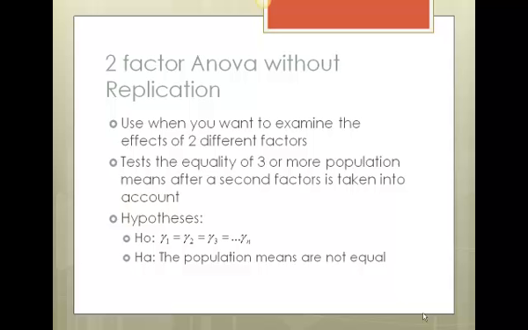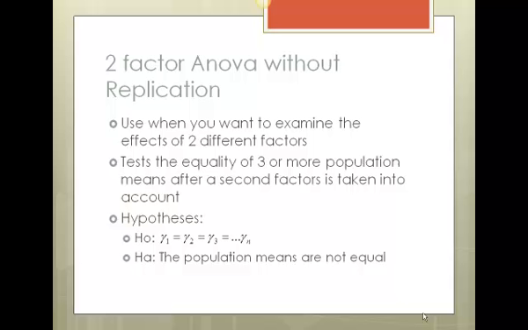Now, if we want to look at something a little bit more complicated, we could look at a 2-factor ANOVA without replication. This is used when you want to examine the effects of 2 or more different factors. It tests the equality of 3 or more population means after a second factor is taken into account. So we're still testing the idea, are the means all equal? In other words, are these observations all drawn from that same probability distribution, which we would find if H0 is true, versus they're drawn from different probability distributions, which we would find if H0 is false.